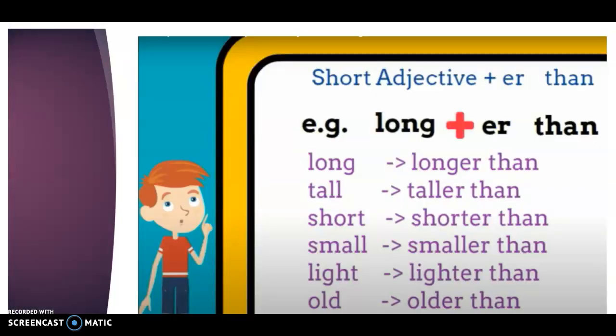So now we can say that with short adjectives, to make a comparative form, we need to add letters ER and the word than. So long becomes longer than, tall, taller than, short, shorter than, small, smaller than, light, lighter than, old, older than.